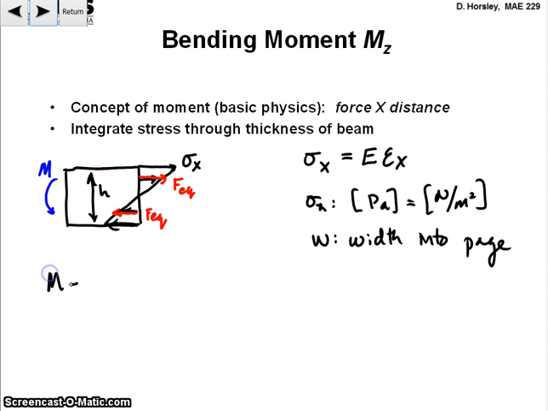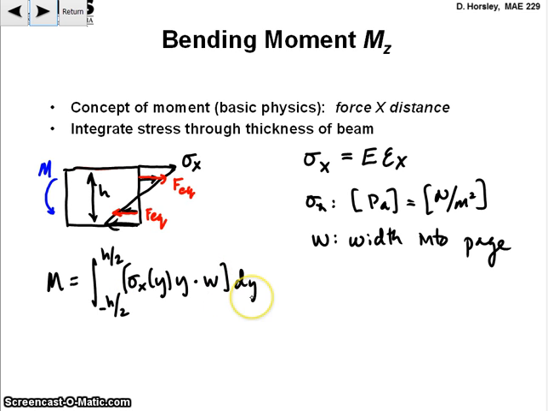So now we can write out the math. We've got M, the bending moment, is equal to the integral of the stress from minus h over 2 to h over 2. The key idea here is we've got sigma x at a point y, and it's going to be multiplied by the moment arm, y. And then we have to multiply by w, which is the width into the page. This stress distribution is the same as we go into the page, so we multiply by w. And then we integrate that whole thing over dy.